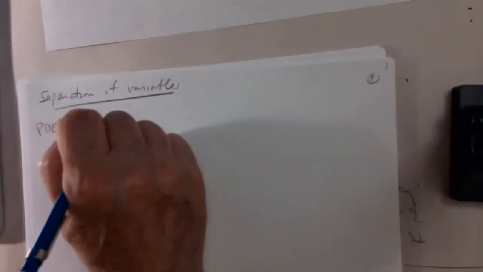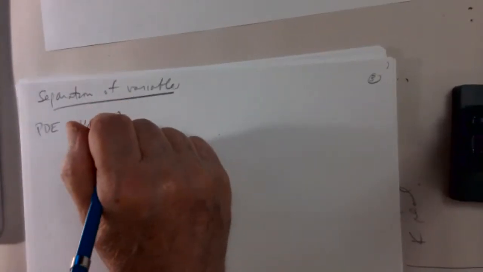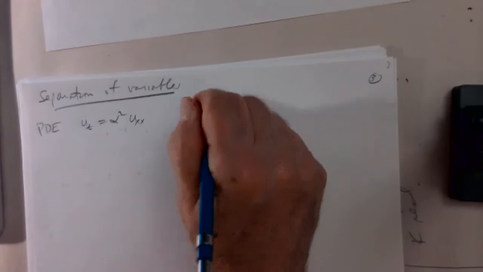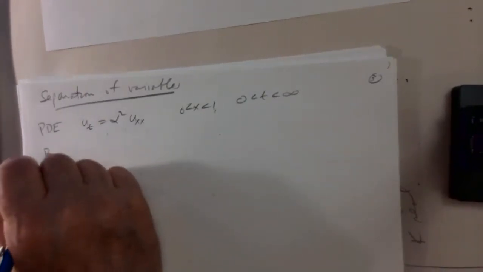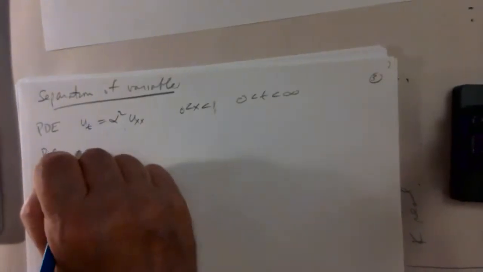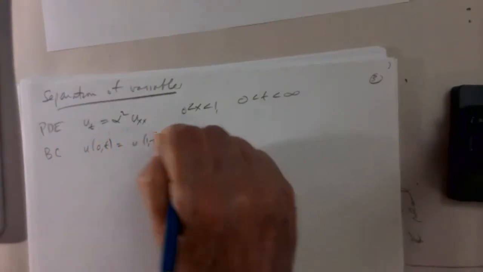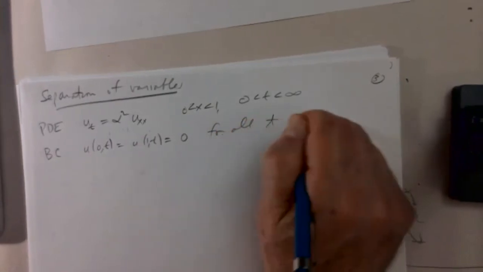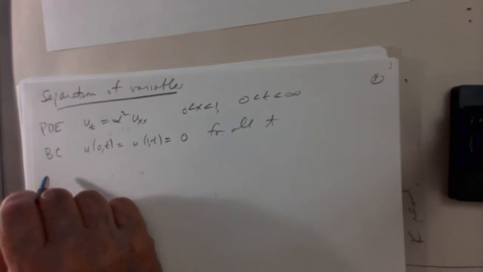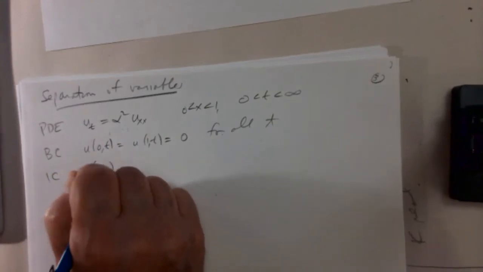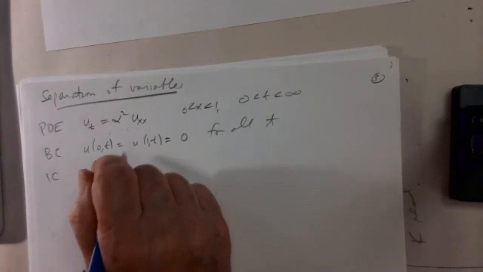So we have our partial differential equation. The derivative of u with respect to t is some positive constant times the second partial derivative of u with respect to x. So the rod has length 1, and time goes from 0 to infinity. And let's start with the boundary condition that at the ends of the rod, the temperature is always 0. So u of 0,t and u of 1,t equal 0 for all t. And suppose we have some initial condition that at time 0, the temperature at position x is some function phi of x.